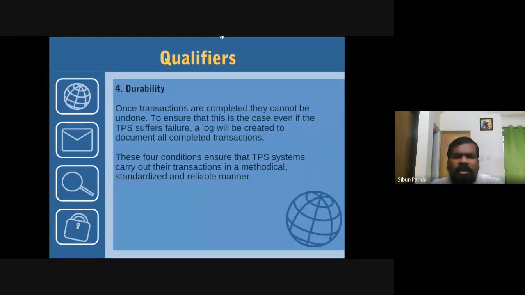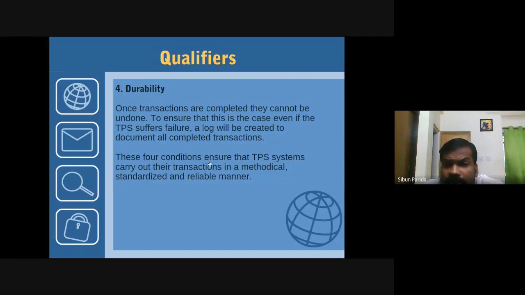Durability. How durable the product is? Once the transactions are completed, they cannot be undone, because I have sent you the money. Can I stop it in between? No. So once the transactions are completed, they cannot be undone. To ensure that this is the case, even if the transaction processing system suffers a failure, a log will be created to document all the completed transactions. So there is a log file. How many transactions are there, and what amount of transactions happens?